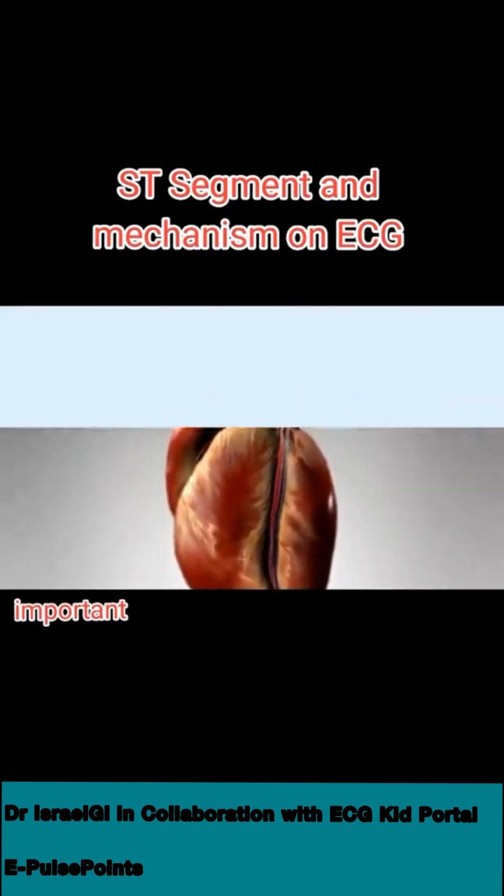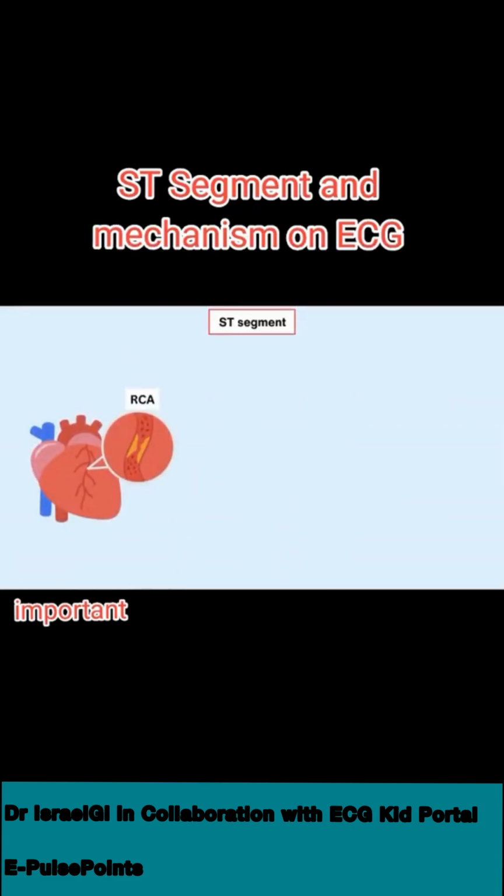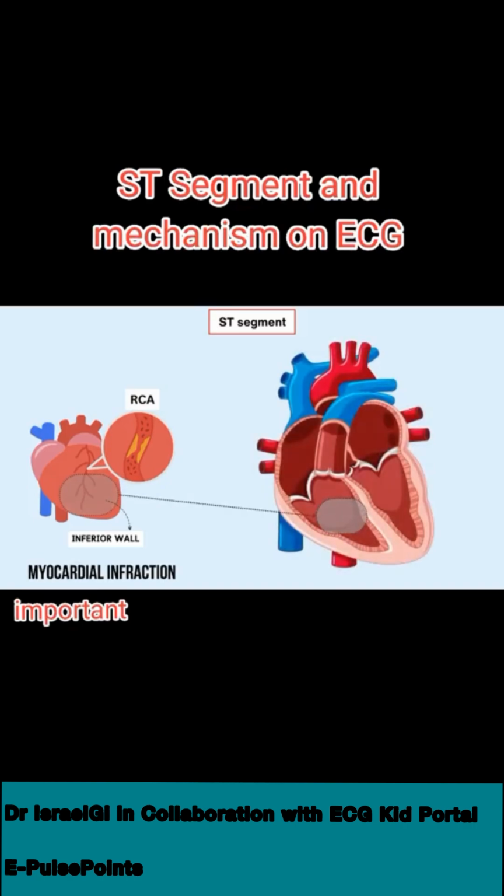For example, when there's a blockage in the right coronary artery, which supplies blood to the lower part of the heart, known as the inferior wall, it can have serious consequences. This blockage restricts the flow of oxygen-rich blood to that region of the heart, leading to a condition called myocardial infarction, or heart attack. During a heart attack, the heart muscle in the affected area doesn't receive enough oxygen, causing it to become damaged or even die. This is known as myocardial necrosis.